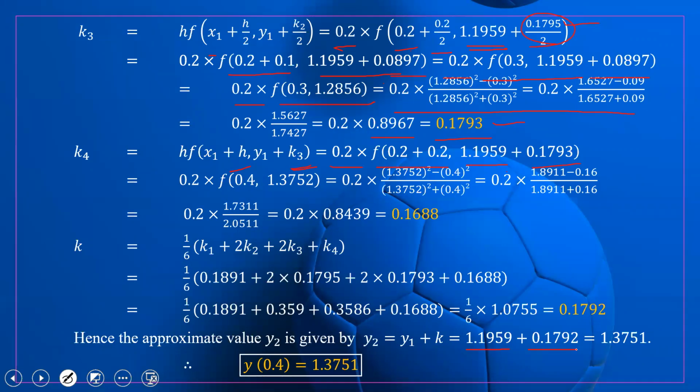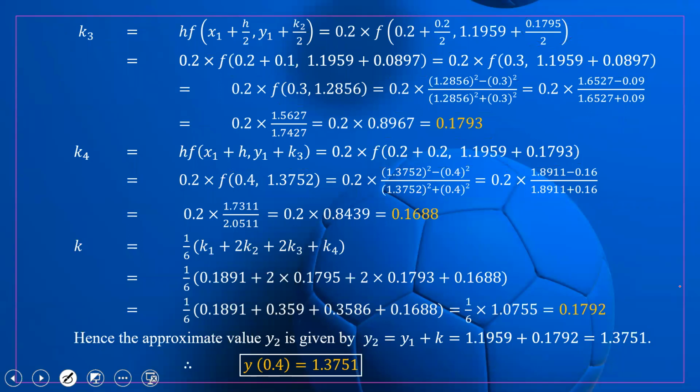Similarly, if you want to find the value of y at 0.6, we now take x2. What is x2? x2 will be 0.2 plus 0.2, that means 0.4. This 0.4 will be our x2, this is our y2, and h is equal to 0.2. So we are also able to calculate 0.6, 0.8, 1 like that. This is the RK method, and it is a very important method.